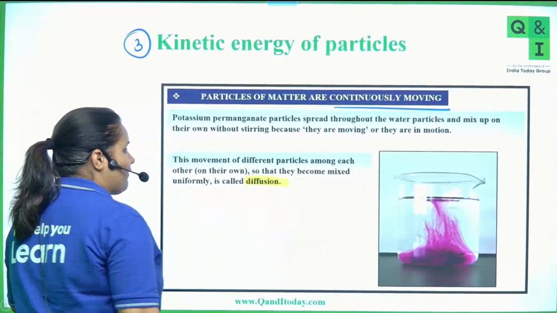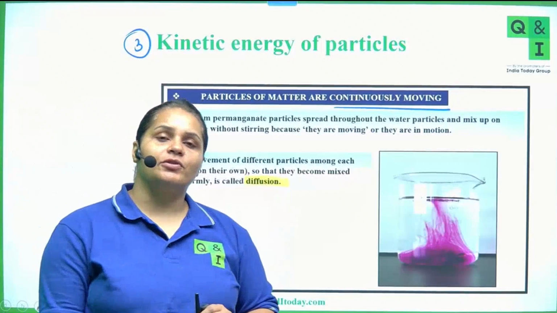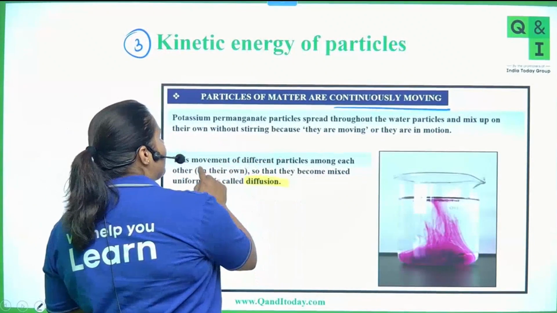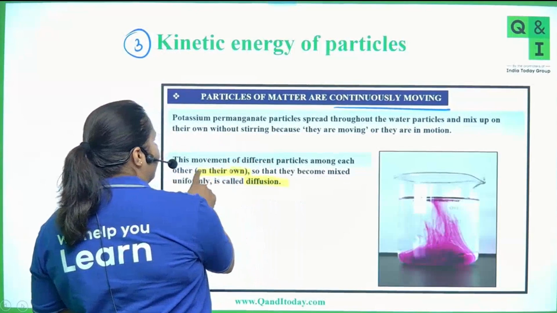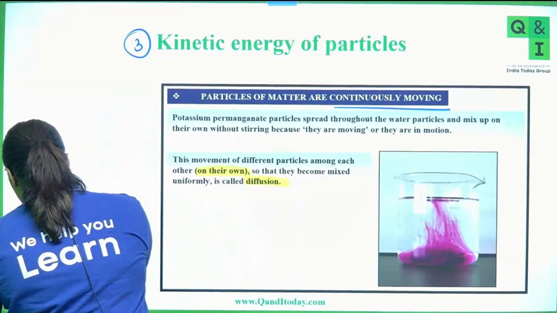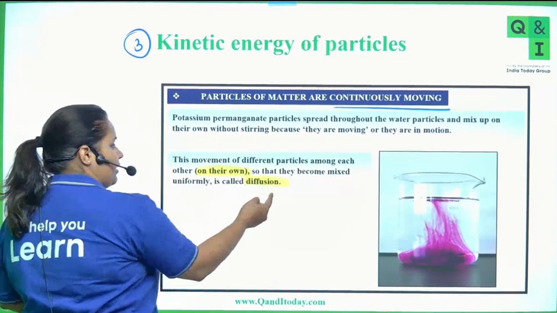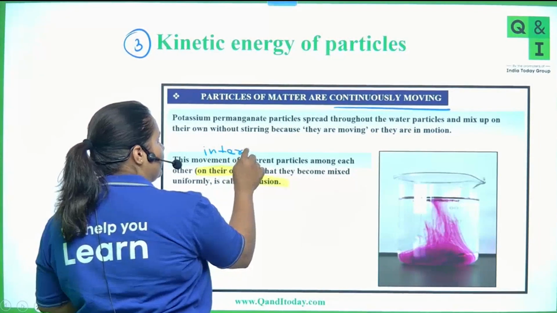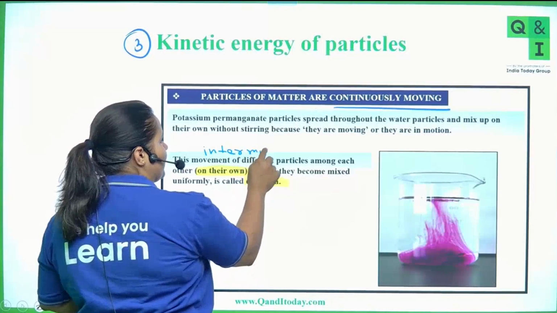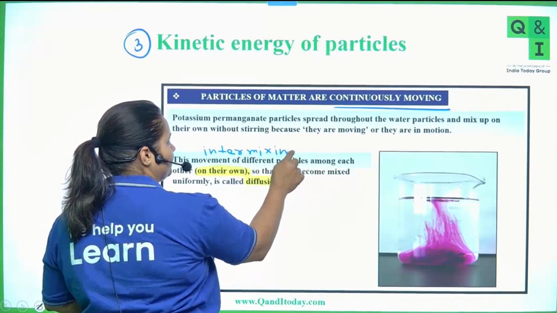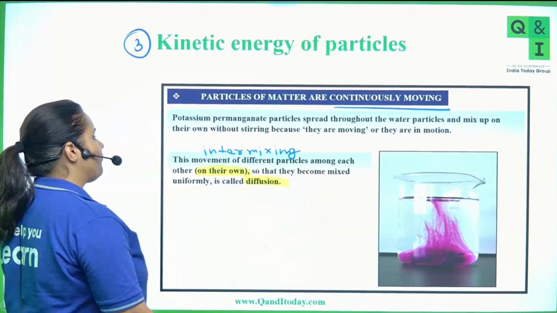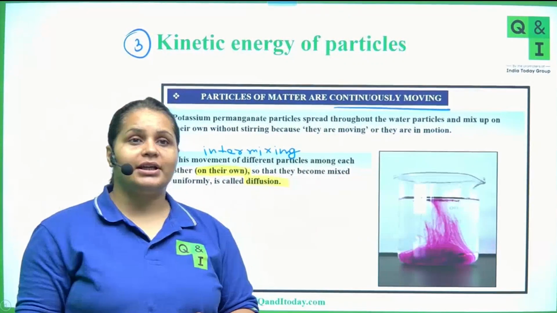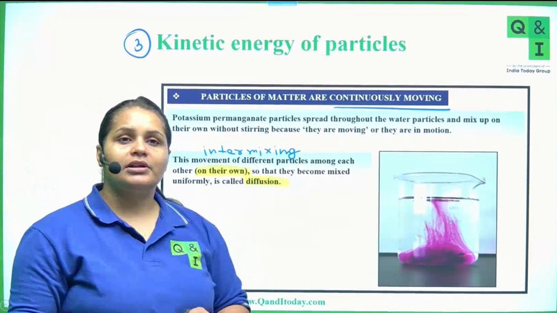Right? So when you have to define what is diffusion, the key words are the intermixing of particles on their own. Right? So the key words for the definition of diffusion, that's intermixing of particles on their own. That's very important. On their own, that is called diffusion.